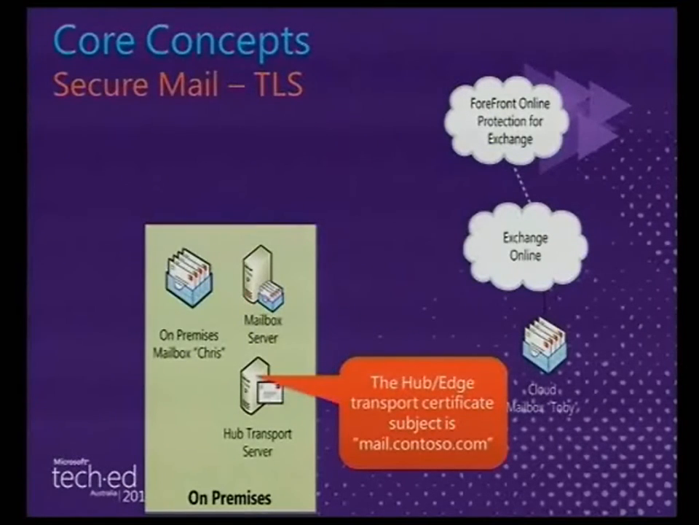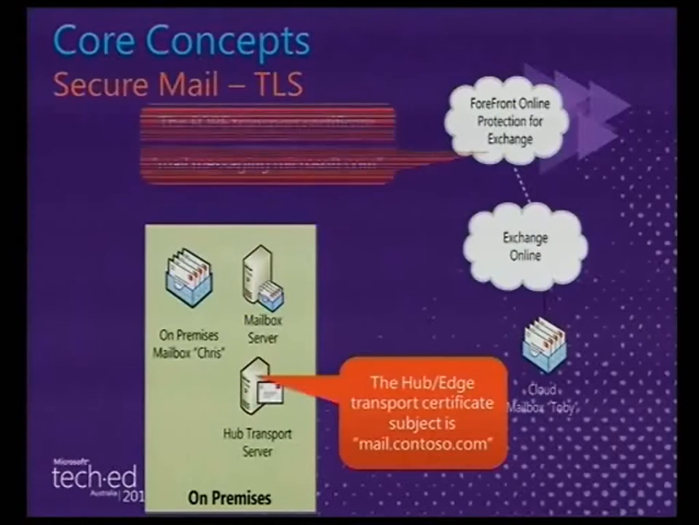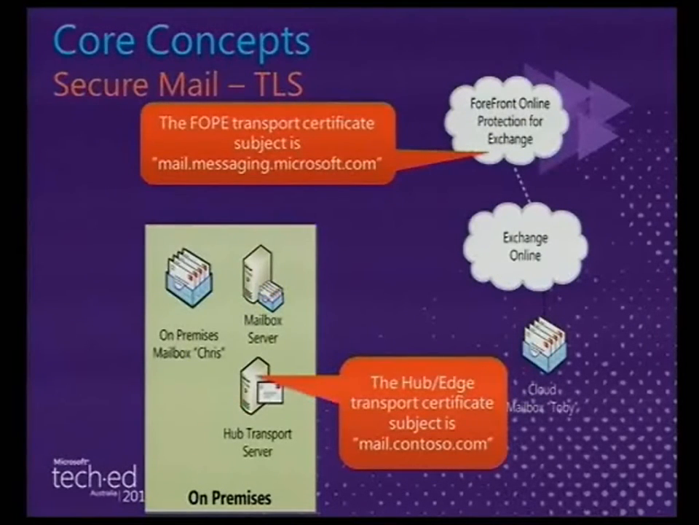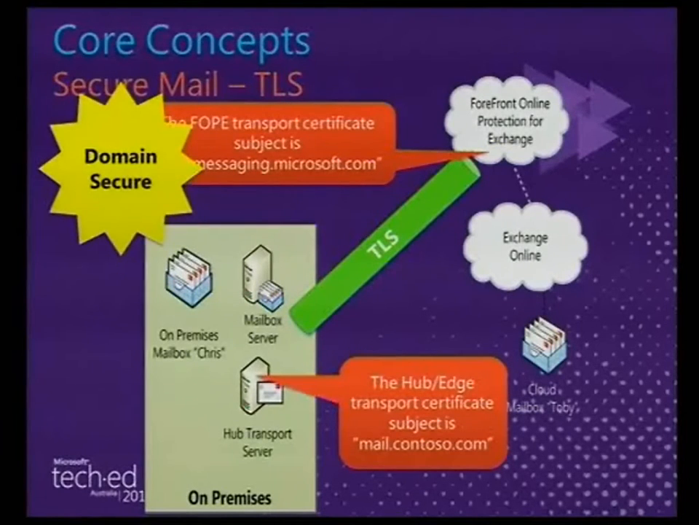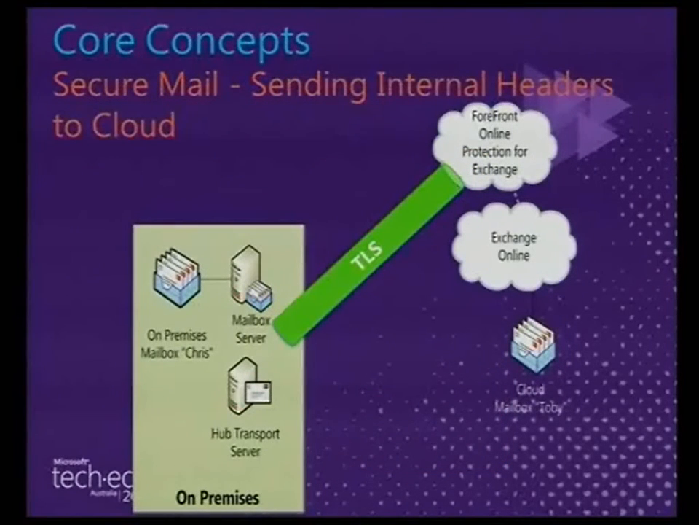Our Hub Transport server on-premise will have a mail.contoso.com certificate, and our FOPE, Forefront Online Protection for Exchange server, will have mail.messaging.microsoft.com. The two servers will form a TLS connection. When a message is sent, it sees that the message is coming from a source it knows. It can match the certificate name to the actual FQDN of the server, and it knows it's secured, so the message is encrypted. We want to make sure that all messages sent between the two environments are secure. It's otherwise known as domain secure. You may have noticed a little green tick in Outlook, and that's what that is.